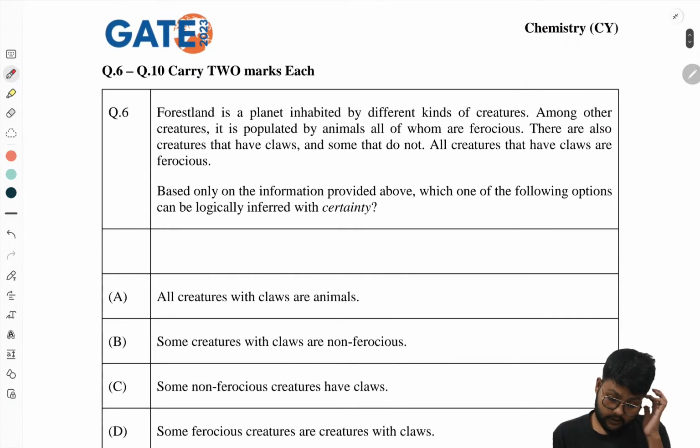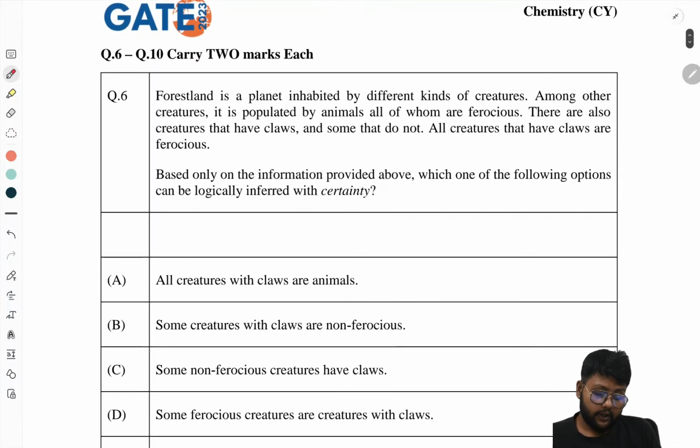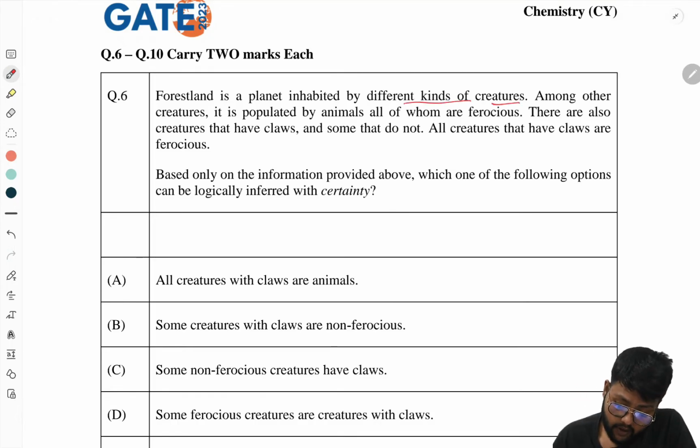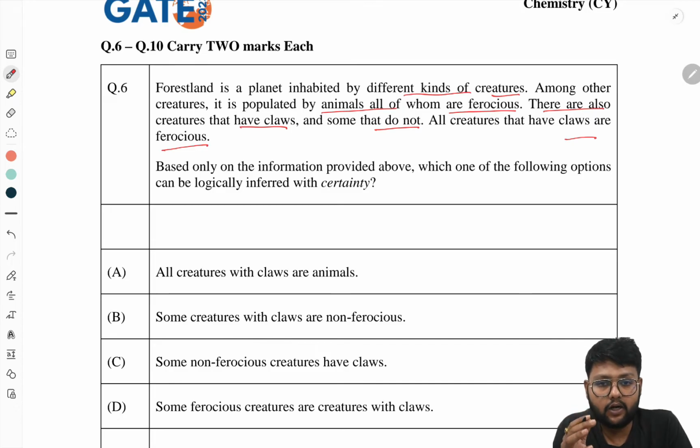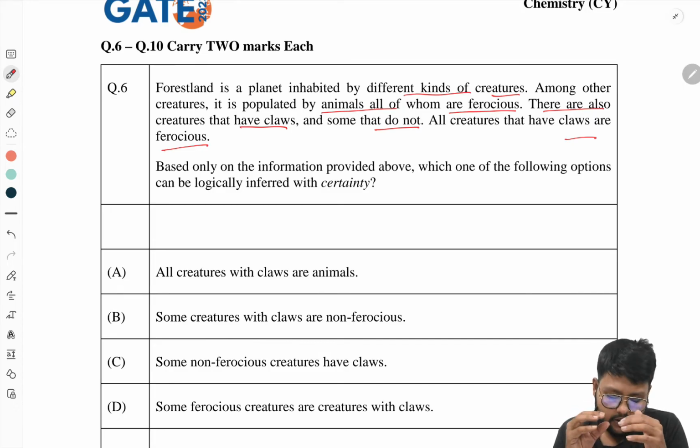So the next question is a reading question. Forest land is a planet inhabited by different kinds of creatures, and among the other creatures, it is populated by animals, all of whom are ferocious. There are also creatures that have claws, some that don't have, but all the creatures that have claws are ferocious. It is telling that all the creatures that have claws are ferocious. It's not telling that all the ferocious creatures have claws.